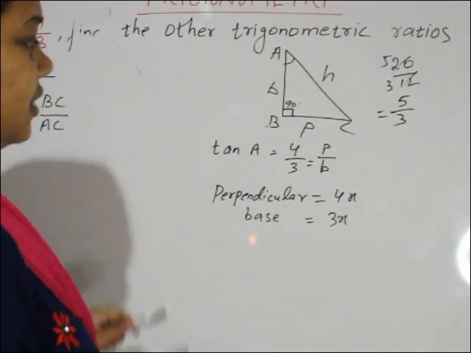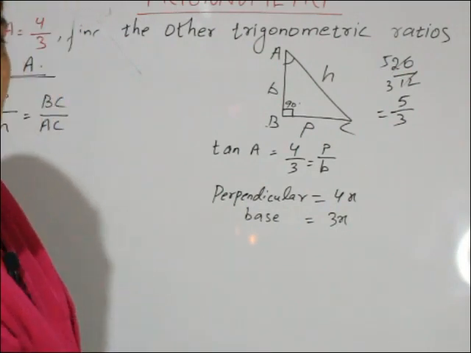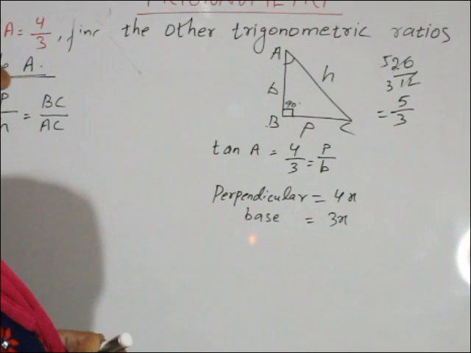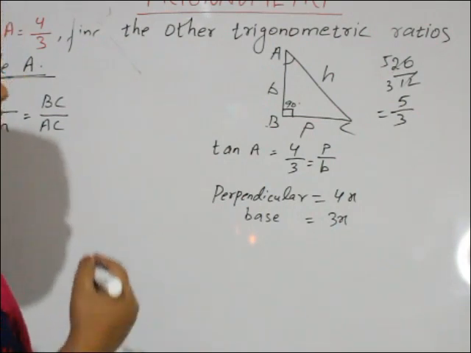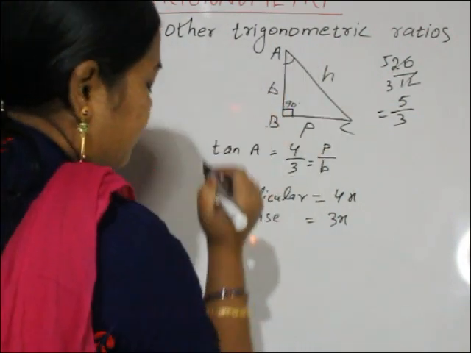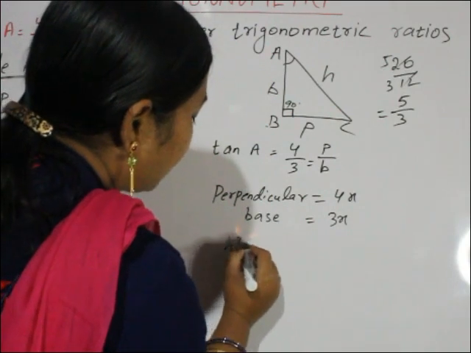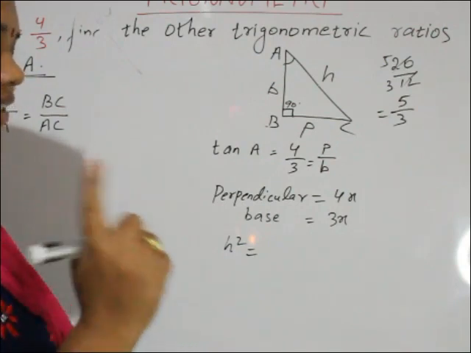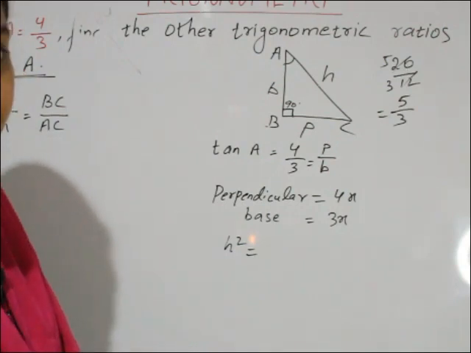So that's why when a trigonometric ratio is given, you can't write directly like that. You have to take some variable: perpendicular 4x and base 3x. So what do you have to find out? The hypotenuse value. H is equal to, we know already according to Pythagoras. That's why I explained Pythagoras theorem first.